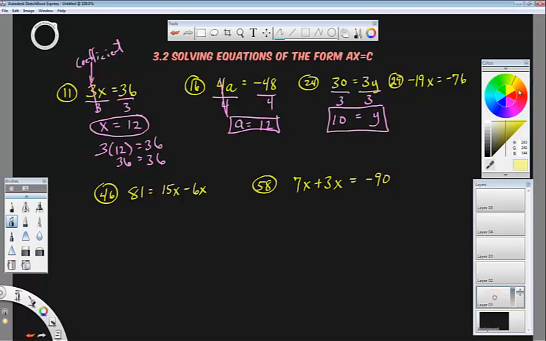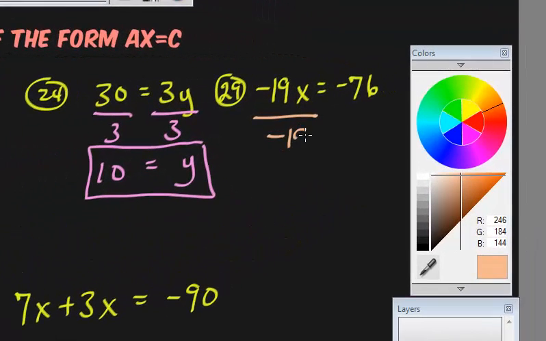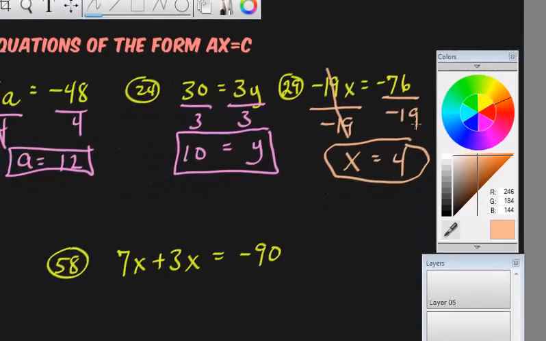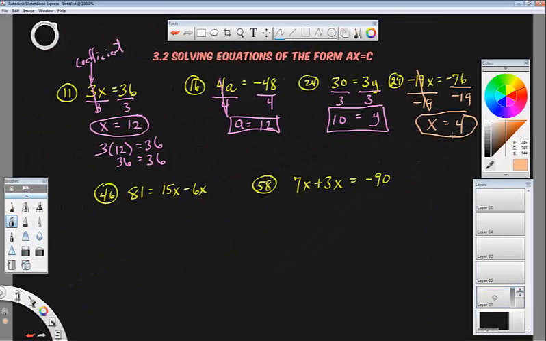This one, we are going to divide by the negative 19. Whatever the coefficient is, just divide by it. That way when it cancels, negative 19 divided by negative 19 is positive 1x. And this is going to be, of course, a positive because we got the double negative, and that's going to be 4. 76 divided by 19 is 4.